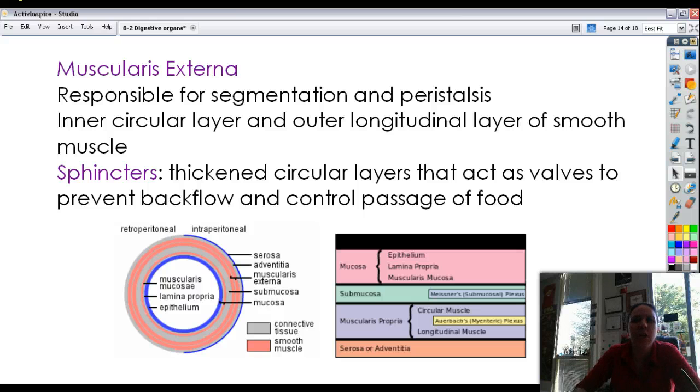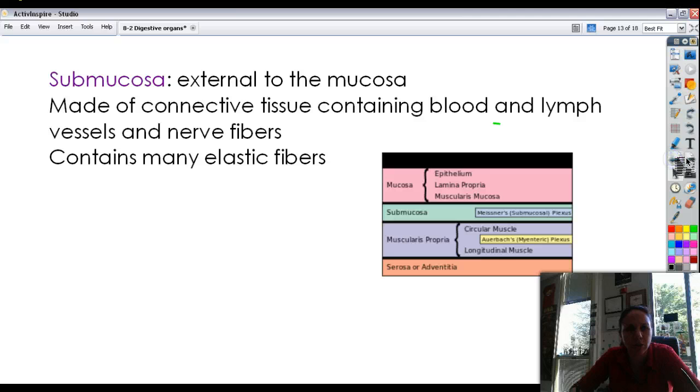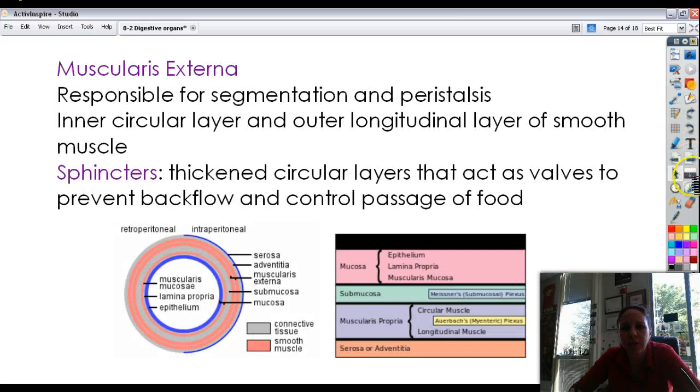Okay, here we go. So the next one, or did I skip a page? No, I got submucosa. Okay. So then the next one is the Muscularis externa, so the outside muscles. And we have this one as Muscularis propria, same thing. This one is responsible for segmentation and peristalsis.